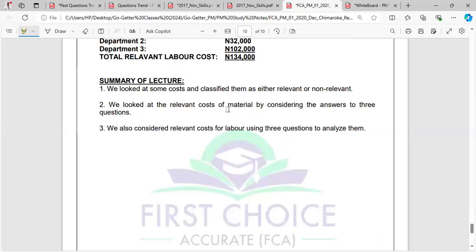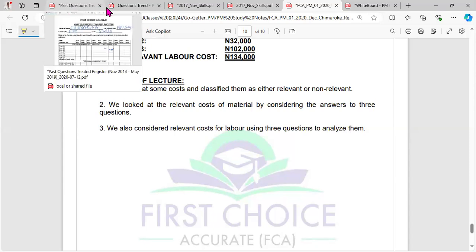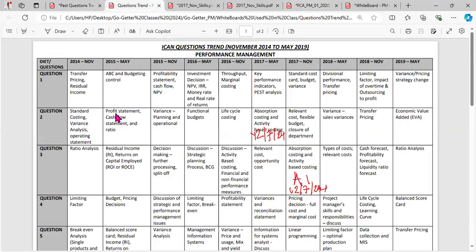Okay, so far so good. We've looked at some relevant and non-relevant costs. We've looked at relevant cost of materials, and we asked 3 questions. Relevant cost for labor, we asked 3 questions. This is the best way you can learn relevant costs, asking those questions and applying them in your exam. So we'll be looking at the assignment I will give you for the period.